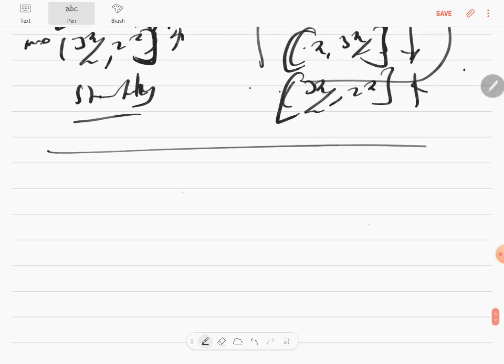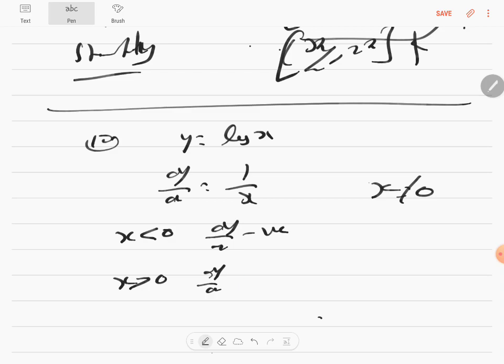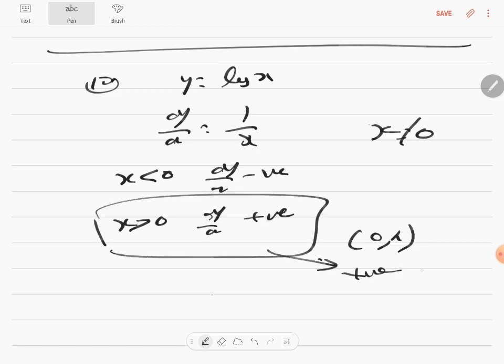So the last question, the 10th sum, is a logarithmic function. dy by dx is equal to 1 by x. You can't equate it to 0 because 1 by x can never be equal to 0. 1 by any number is never equal to 0, and therefore I can't equate it to 0. Just study for when x cannot be 0. So when x is lesser than 0, dy by dx is negative. When x is greater than 0, dy by dx is positive. And that's exactly what the question is. They're asking me to analyze from 0 to infinity. It is always positive. That's all. Okay.